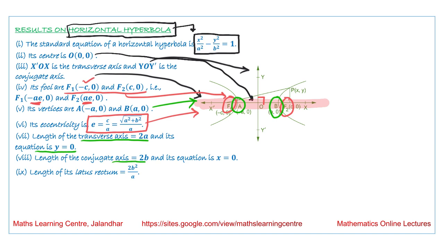The length of the conjugate axis is 2b, and its equation is x is equal to 0. And the length of the latus rectum, we are talking about this line over here, is 2b square over a. So these are some results related to the horizontal hyperbola.